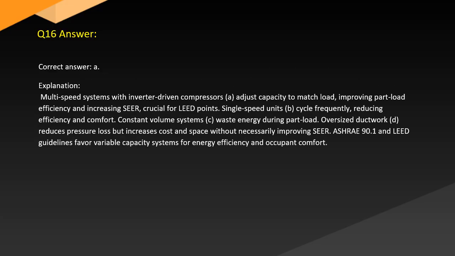Answer. Correct answer: A. Explanation. Multi-speed systems with inverter-driven compressors (A) adjust capacity to match load, improving part load efficiency and increasing SEER, crucial for LEED points. Single-speed units (B) cycle frequently, reducing efficiency and comfort. Constant volume systems (C) waste energy during part load. Oversized ductwork (D) reduces pressure loss but increases cost and space without necessarily improving SEER. ASHRAE 90.1 and LEED guidelines favor variable capacity systems for energy efficiency and occupant comfort.